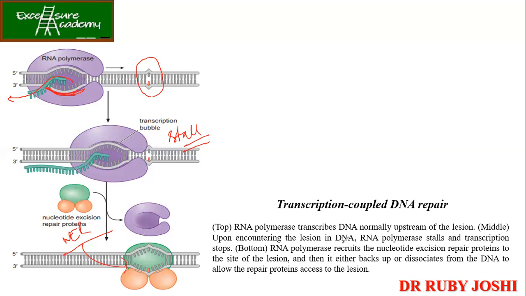Okay. So upon encountering the lesion in the DNA, RNA polymerase stalls and the transcription stops. So this RNA polymerase is going to recruit your nucleotide excision repair proteins at this site where the distortion is being seen. Then these proteins will come, remove the RNA polymerase, and start their repair mechanism. So even transcription is helping in detecting the distortion or any mismatch in the DNA, and it is helping in repairing with the help of NER. Okay. So far so good. Did everyone understand?